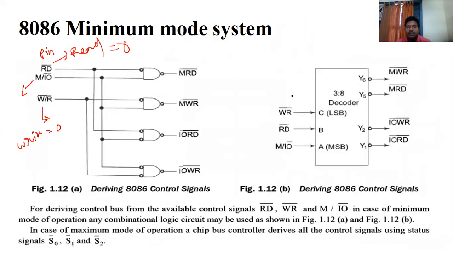This is the decoder circuit, a 3 to 8 decoder. The inbuilt decoder circuit has some gates, AND gates and NOR gates. These are the outputs. This means memory write; M means memory. Remember, IO means input output devices. Memory write operation, memory read operation, input output write operation, input output read operation. All these are negative logics. Remember, these are negative logics, where 0 is on and 1 is off.